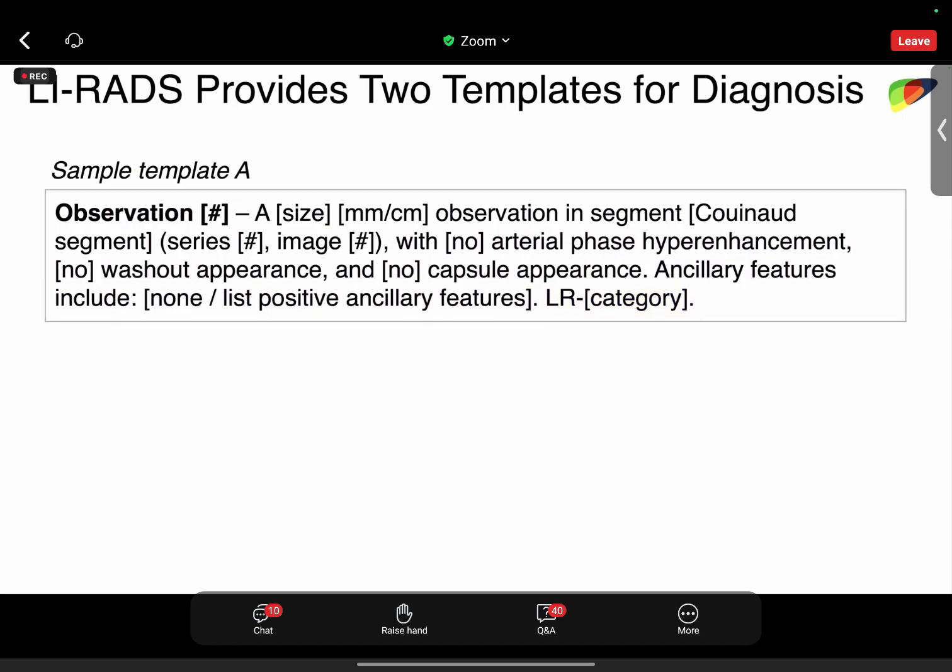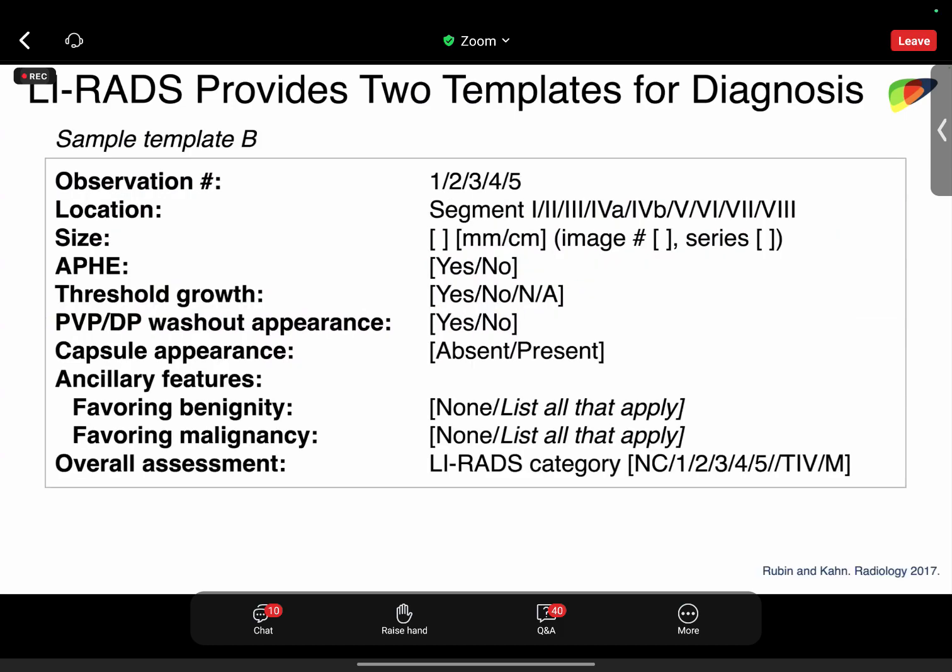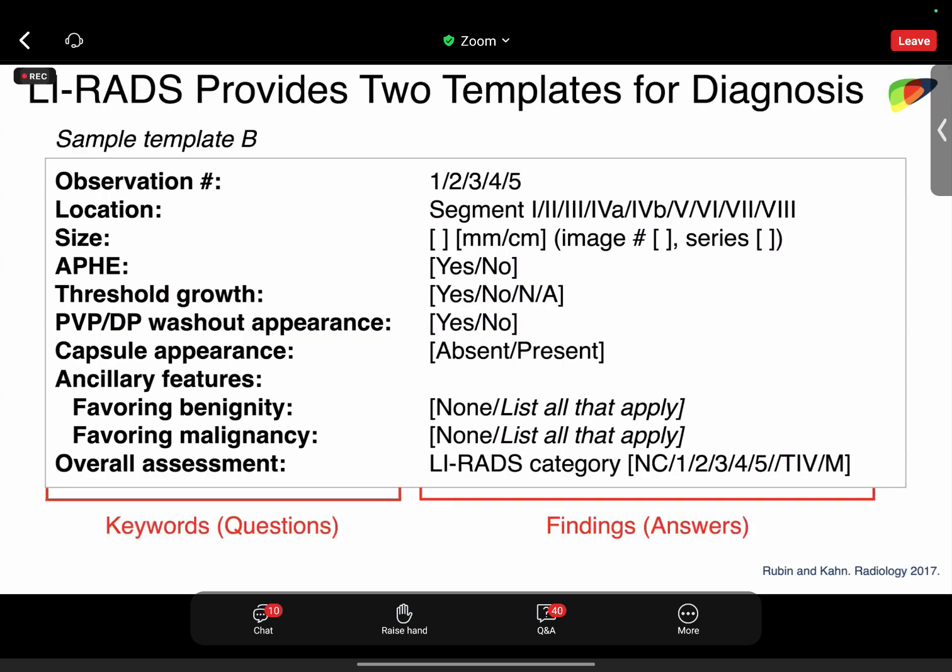The sample template B is perhaps more interesting in a research setting, although some centers adopt it clinically as well. It's more structured, and it lists explicitly the keywords on the left, which can be thought of as questions, along with the findings on the right, which can be thought of as a set of allowable answers. So for example, is there threshold growth? The answers might be yes, no, or not applicable if you don't have a prior examination.